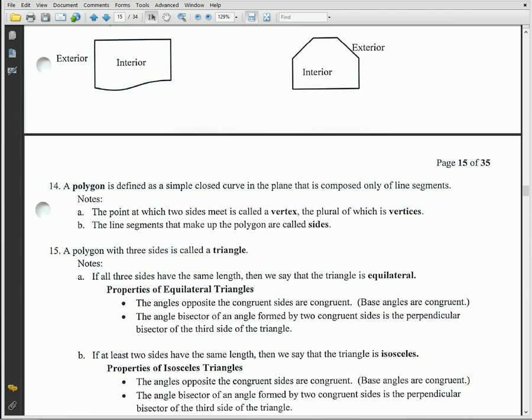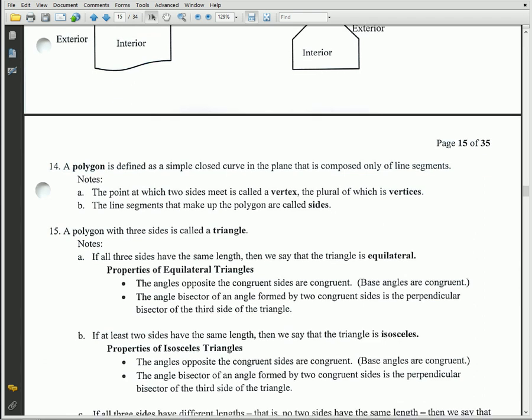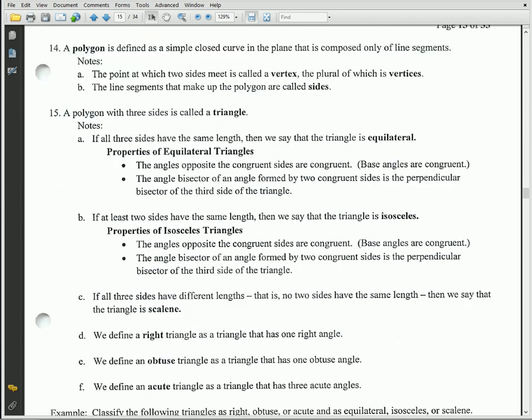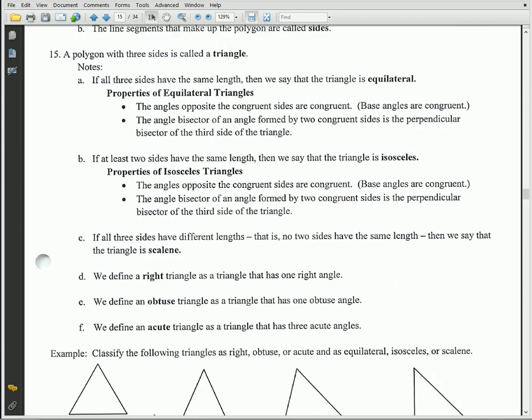Where 2 sides meet is called a vertex, or plural, vertices. A line segment is called the side. A polygon with 3 sides is called a triangle. There are properties of triangles, and we're going to talk about A through F, and then we're going to classify some triangles next. If all the sides are the same length, that is an equilateral triangle. These definitions of triangles are very important.